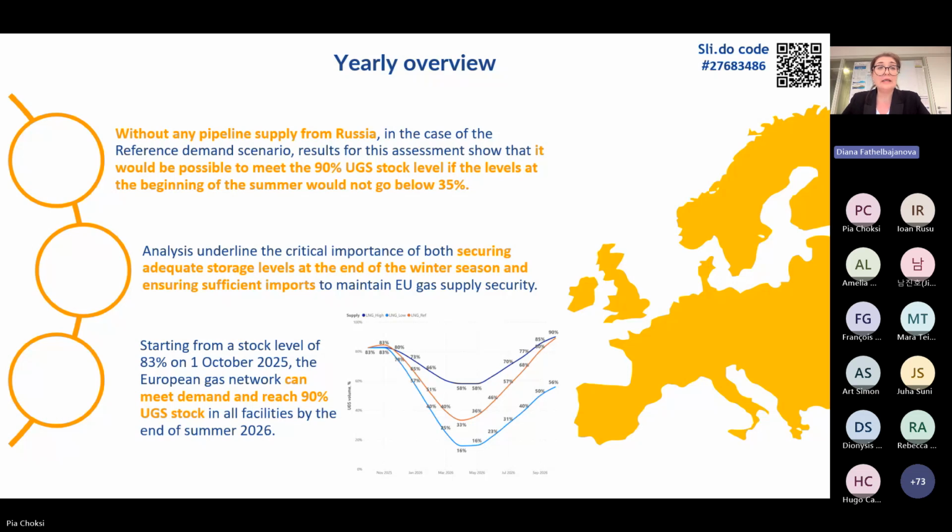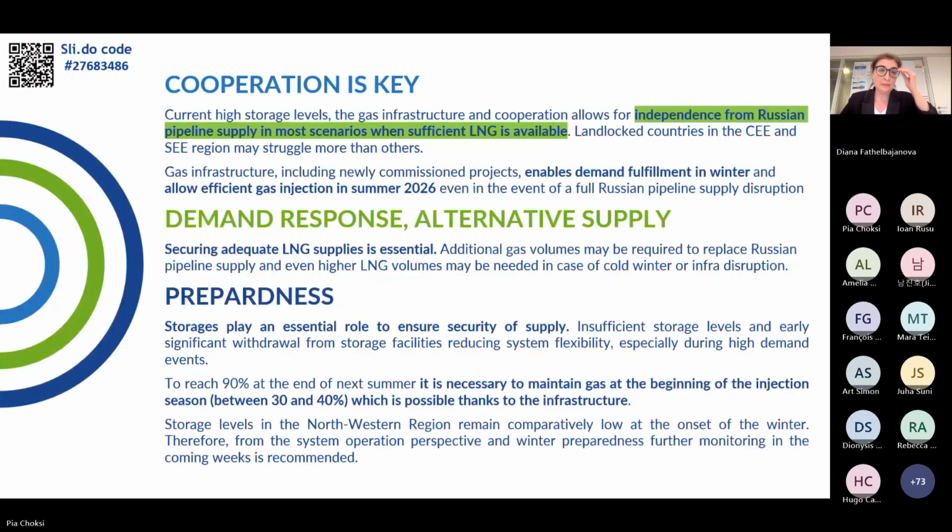So on the next slide, here we have the summary and main takeaways. First, current storage levels with gas infrastructure and strong cooperation allow Europe to operate independently from Russian pipeline supply in most scenarios, when sufficient LNG is available. However, landlocked countries in Central and Southeastern Europe may face more challenges than others.